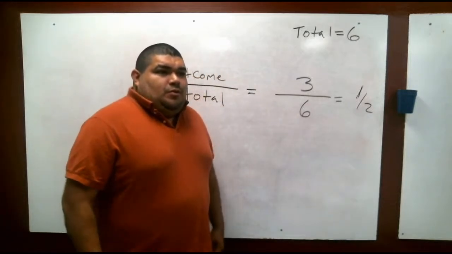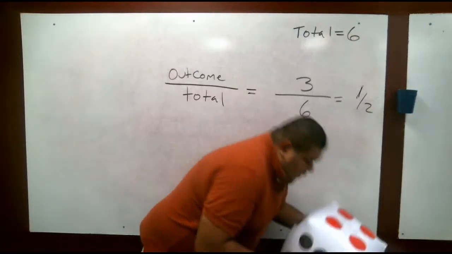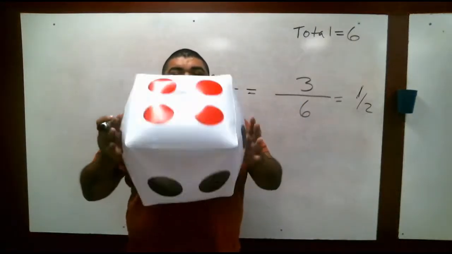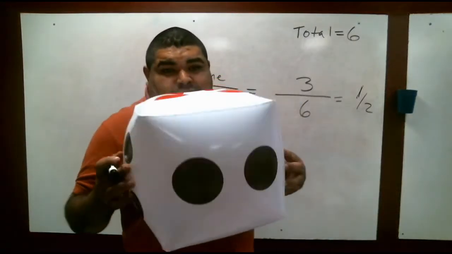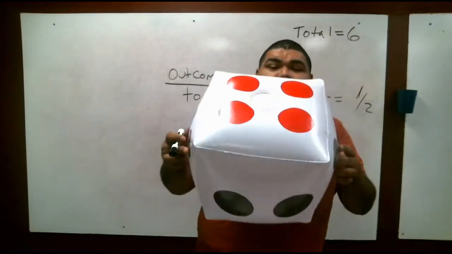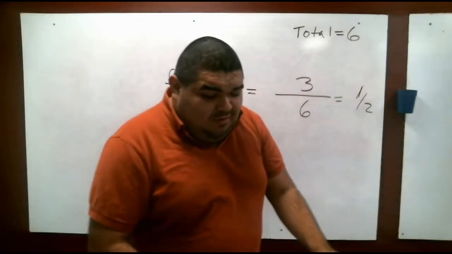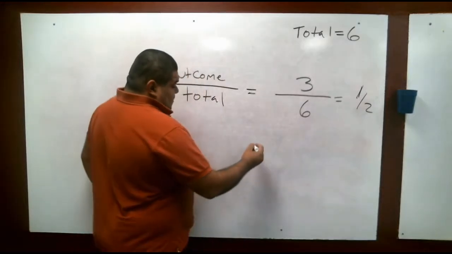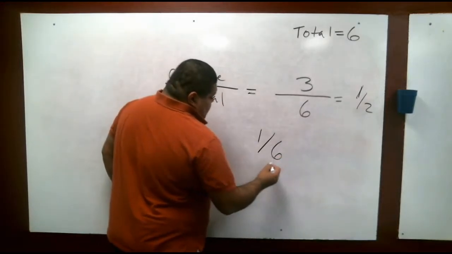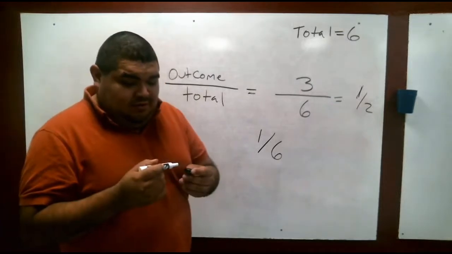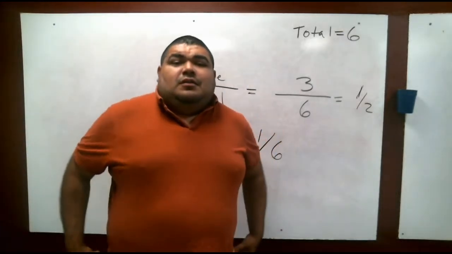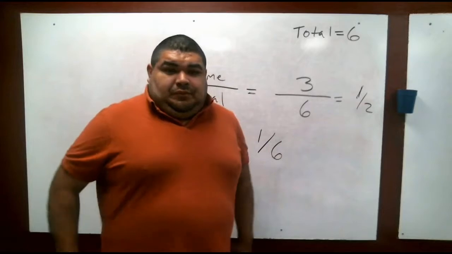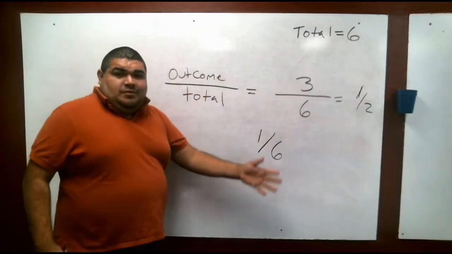What if I wanted to roll a 4? Okay. There's only one 4, right? Notice that they're all different. There's only one 4. So what is the probability of me rolling a 4? 1 out of 6. Because there's only one 4. Okay? Make sure you write everything down.